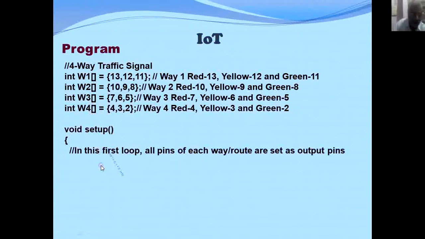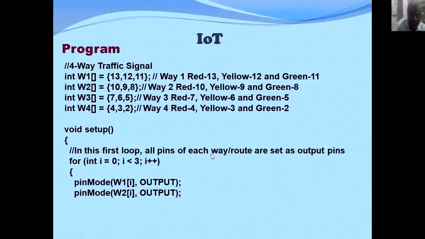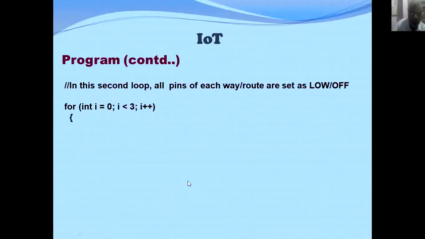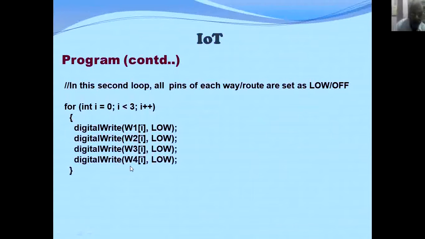In the setup function, in this first loop, all pins of each way or route are set as output pins. In this second loop, all pins of each way or route are set as low or off. By using the command digitalWrite(W1[i], LOW), where i varies from 0 to 2, 0 indicates red LEDs, 1 indicates yellow and 2 indicates green. In each way, all pins are set as low or off. So this is the setup part.